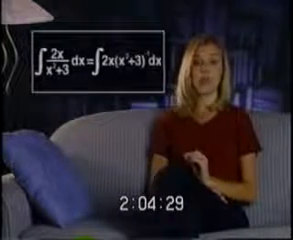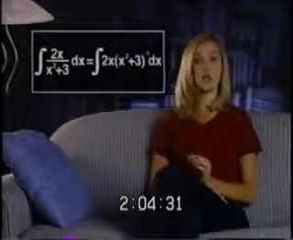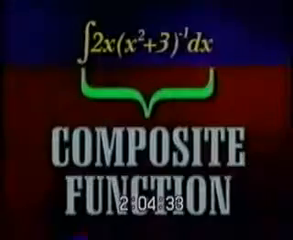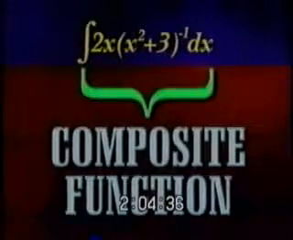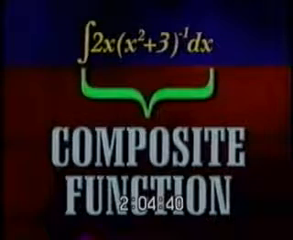Let's try one more example using substitution or change of variables. Let's integrate 2x over the quantity x squared plus 3. Since there's no quotient rule for antiderivatives, we know right away that we might like to rewrite this as 2x times the quantity x squared plus 3 to the negative 1 power. So, our composite function is 2x times the quantity x squared plus 3 to the negative 1 power.